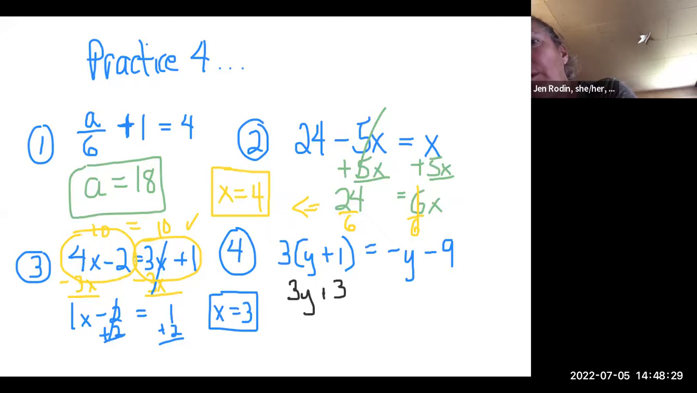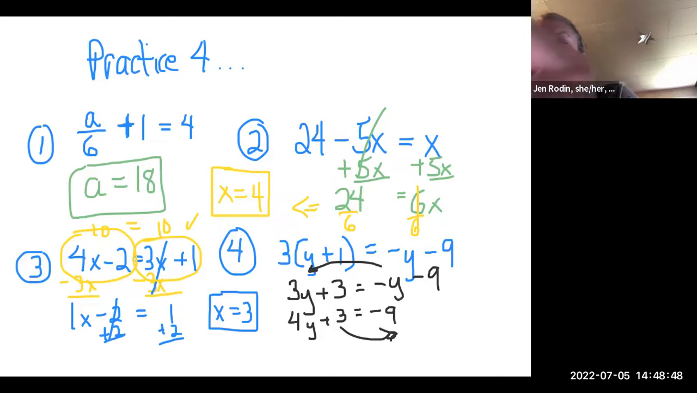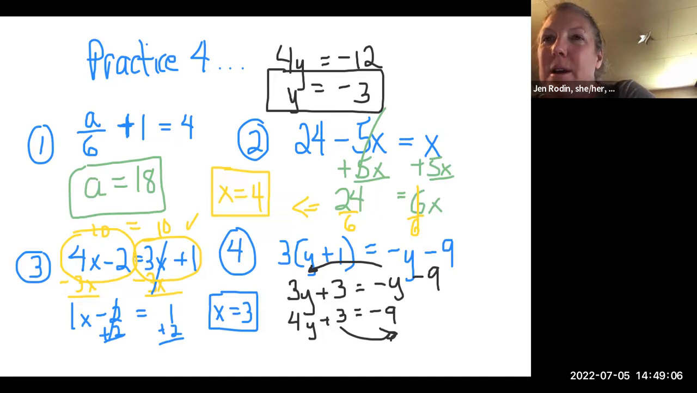Distribute first to remove your parentheses. Now let's get our y's together. So I'm going to add y over here and subtract 3 from both sides. Some people do it this way. Sedna teaches it that way with those arrows. So just wanted to show that so you know that's legit for sure. But divide both sides by 4. So that last one is -3. I made that one up just now.